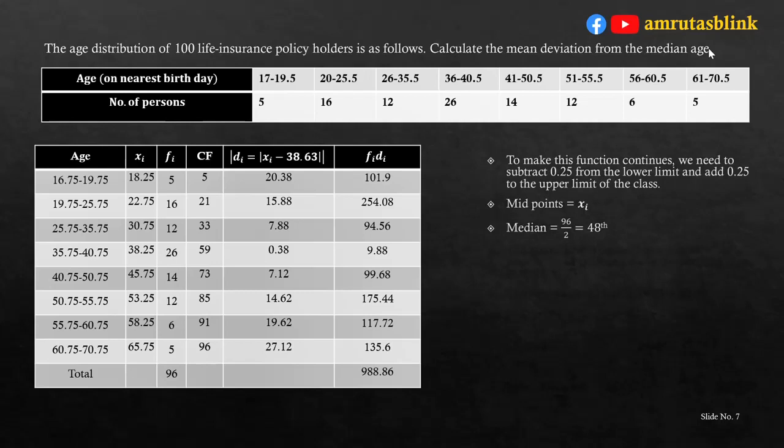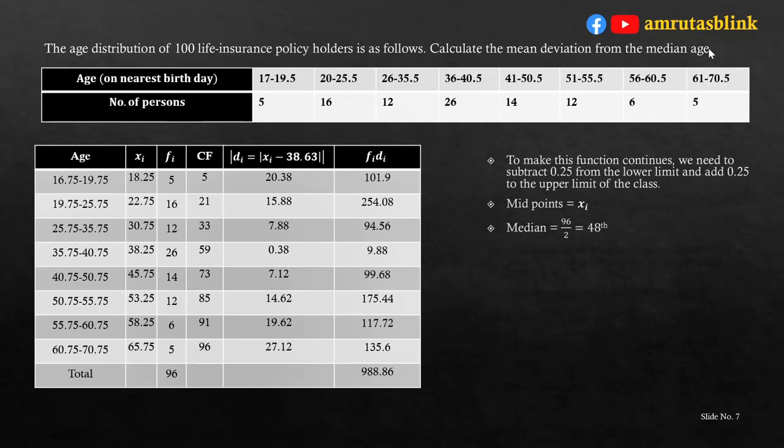it will be 22.75. For the third class, it would be 30.75. For the fourth class, it would be 38.25, for the fifth one 45.75 and so on. So, next values will be 53.25, then 58.25 and 65.75.